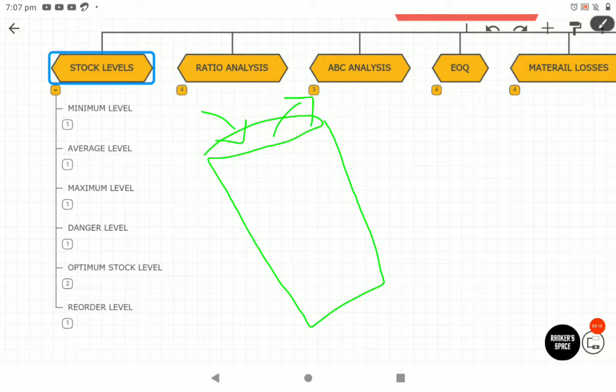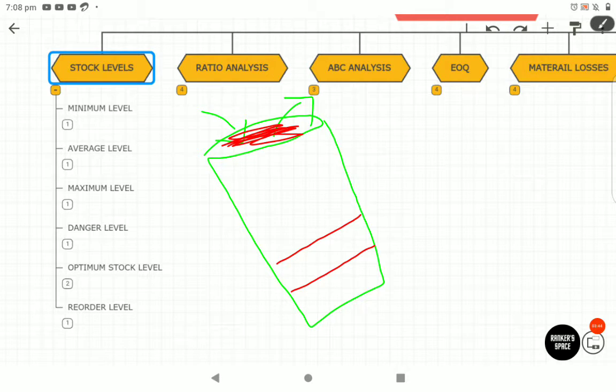So the first thing that we're going to be saying is minimum level. So what is a minimum level, guys? Minimum level is the minimum amount of stock that you should definitely have in the bin. After that, average level is slightly above your minimum level. On an average, this much quantity I'll always have in the bin. That is average level. What is a maximum level? Maximum level is the full bin. The maximum capacity of this bin itself is this much only. This much only the bin can hold.